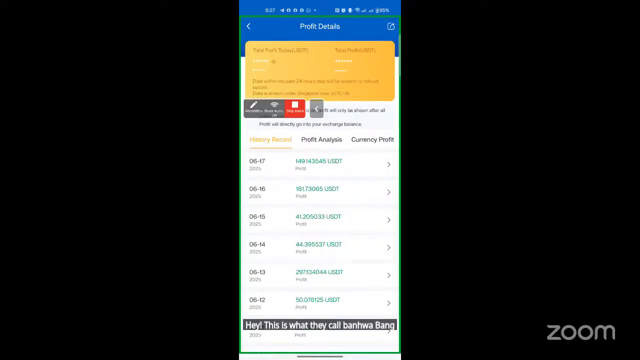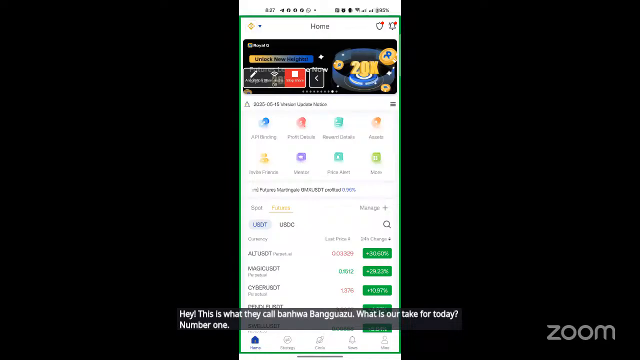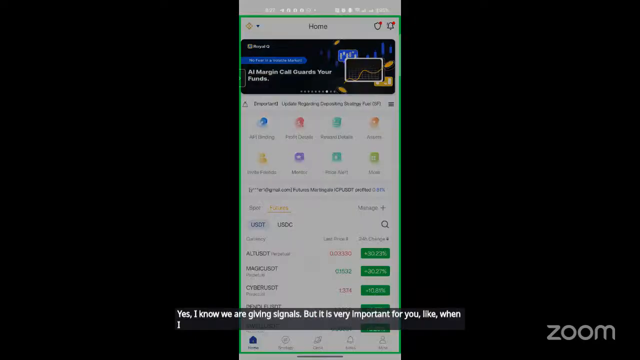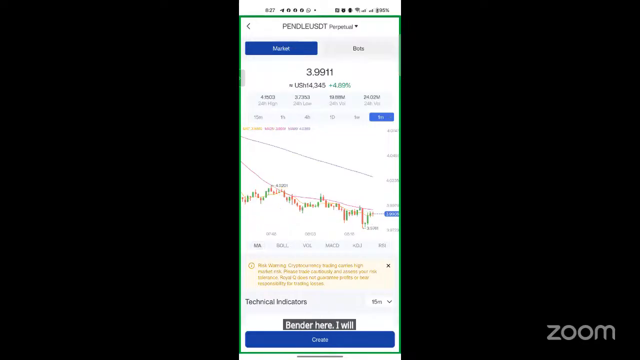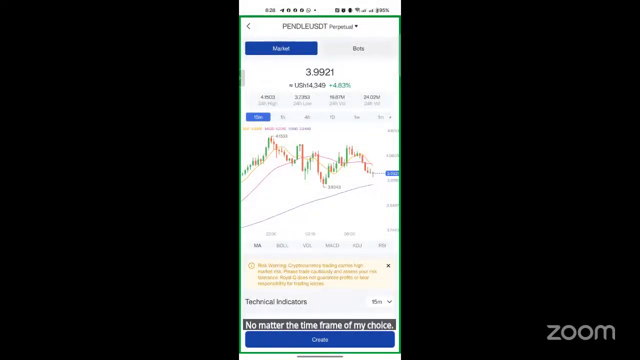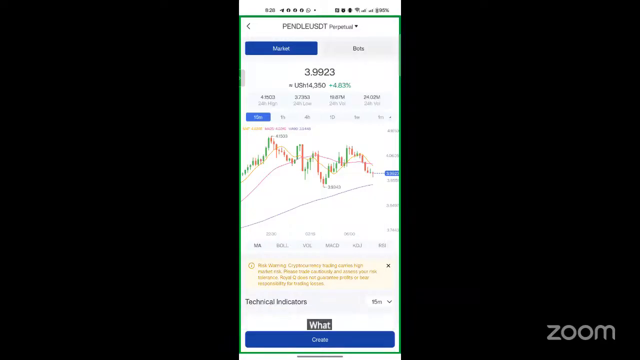So, what is our take for today? Number one, yes, I know we are giving signals, but it is very important for you. Like when I open Pende here, I will first start with switching on my moving averages, no matter the time frame of my choice. Ladies and gentlemen, what do we see on our screen? What is happening in 15 minutes here on Pende? Let me know in the chat.